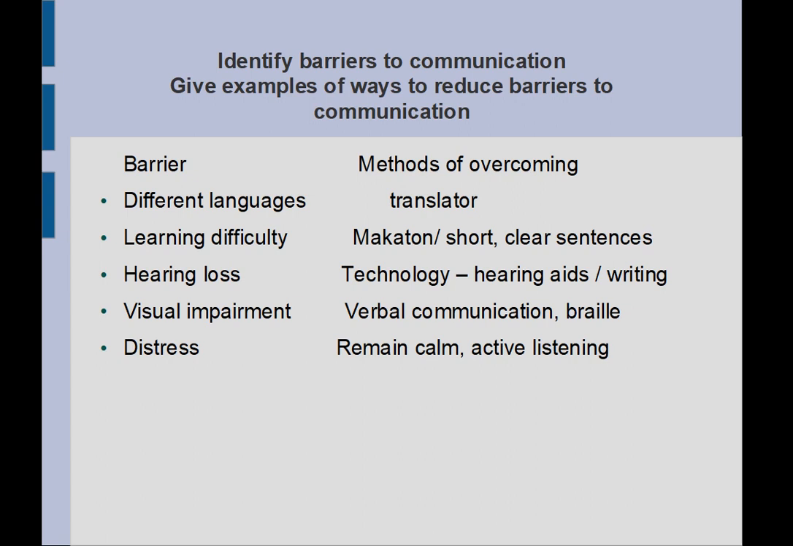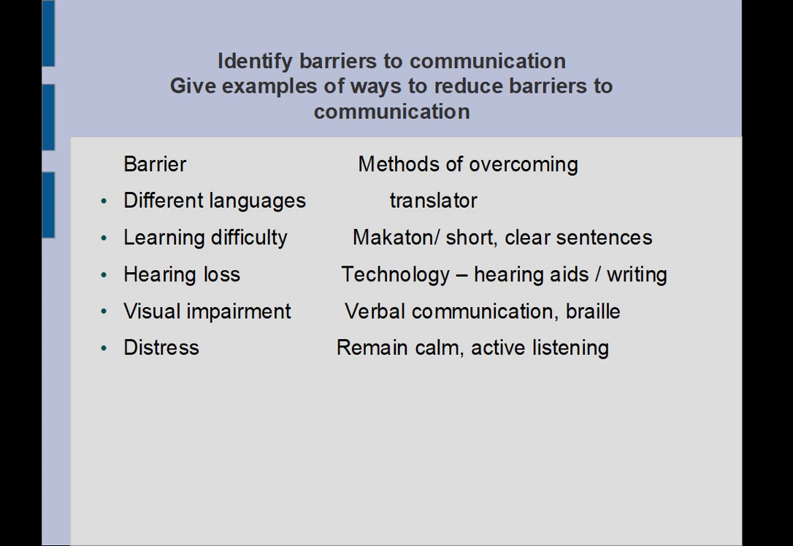If somebody has hearing loss, whether partial or full hearing loss, you might use technology, or they might use technology like hearing aids, or you might write things down. If somebody had a visual impairment, you would definitely use verbal communication. Again, whether it's partial or full visual impairment, you might lose some of the facial expressions, you might lose body language, so being very clear and having a more animated voice might be very helpful in that situation. They might also use Braille instead of writing.